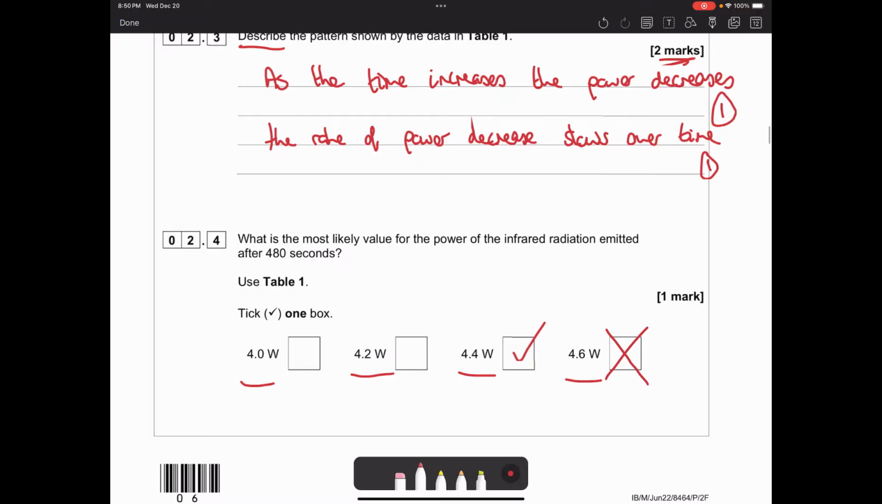It's definitely not going to be 4.6 because that is higher and the rate is slowing down, it's getting cooler.